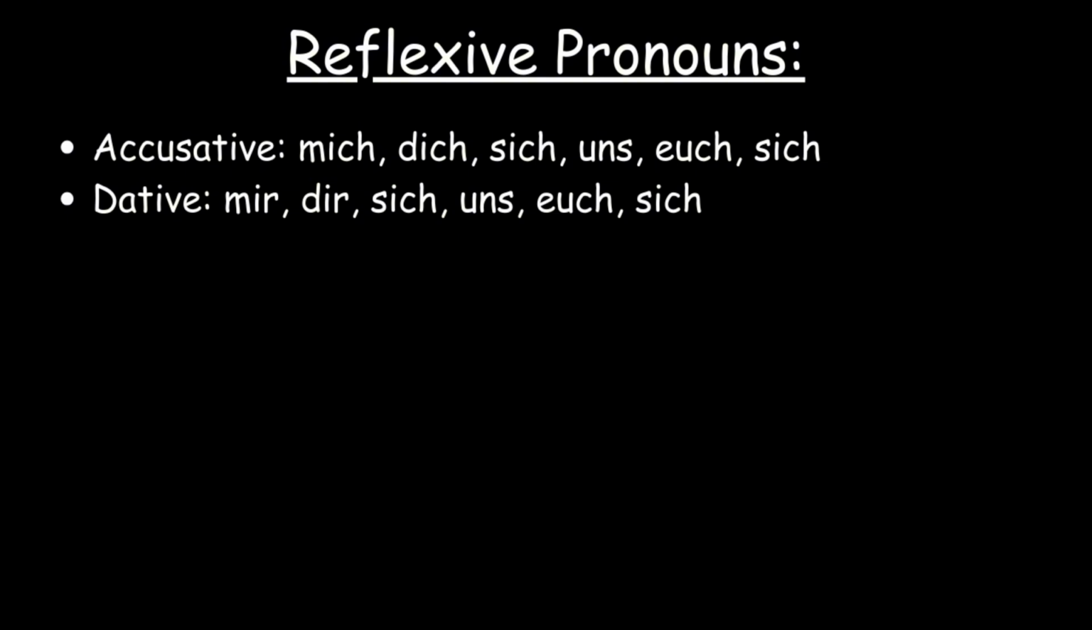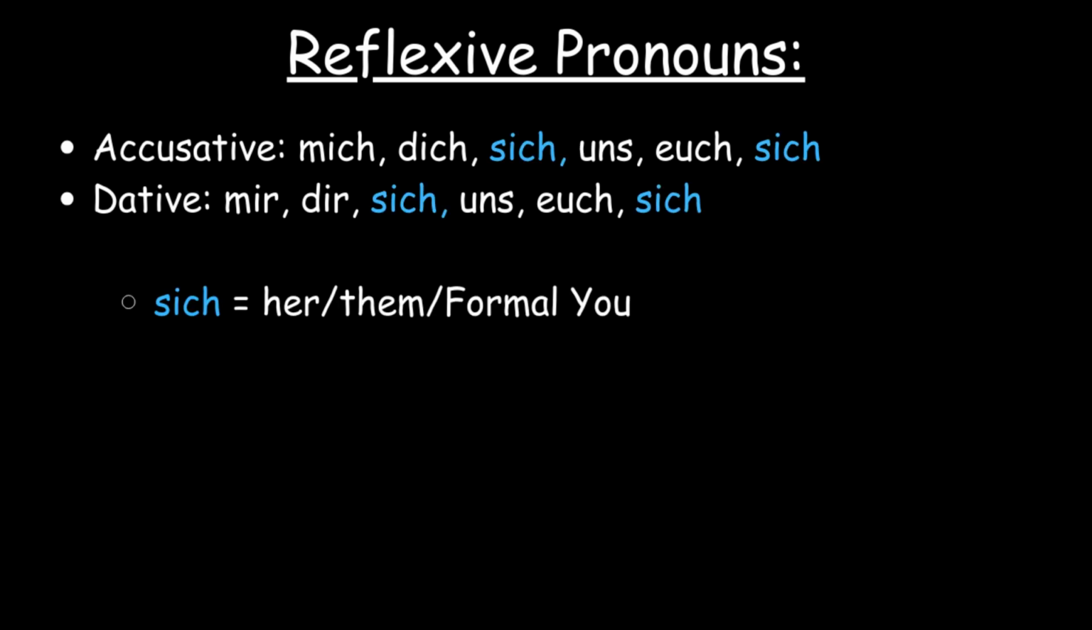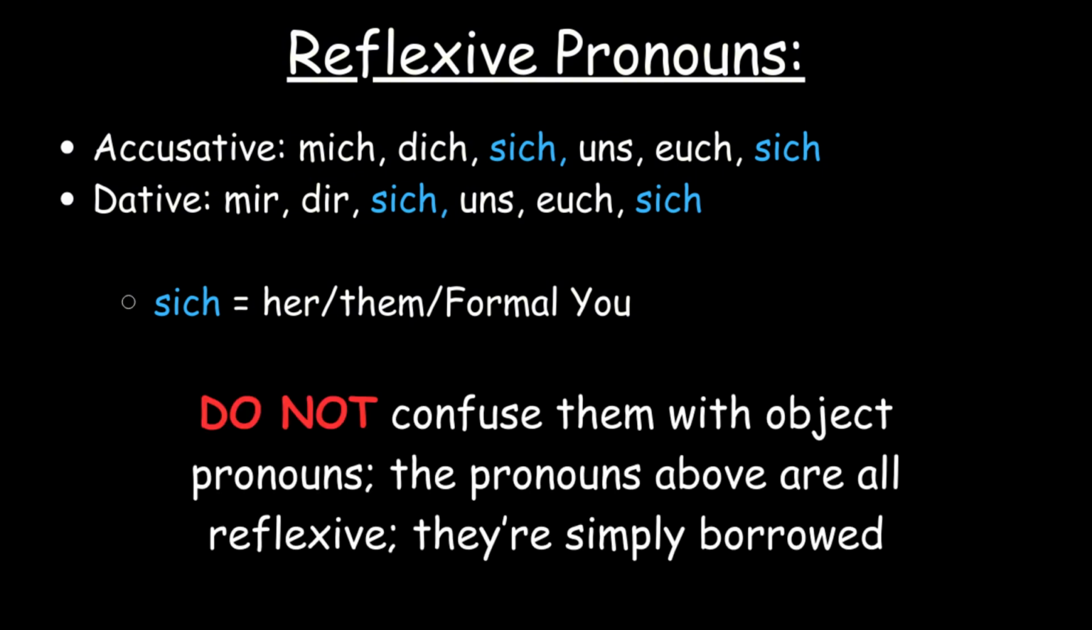Mich, dich, sich, uns, euch, sich. Mir, dir, sich, uns, euch, sich. As you can see, sich has multiple applications, while the rest of the pronouns stay in their basic form. However, do not confuse them with object pronouns, because all of these are reflexive, so they're simply borrowed.